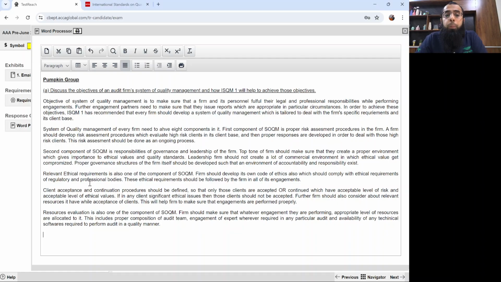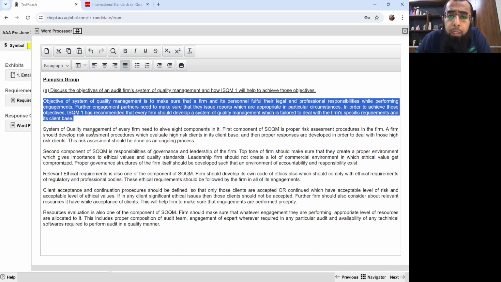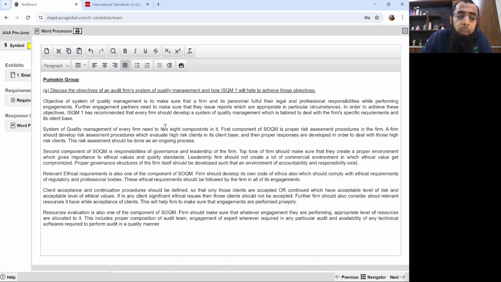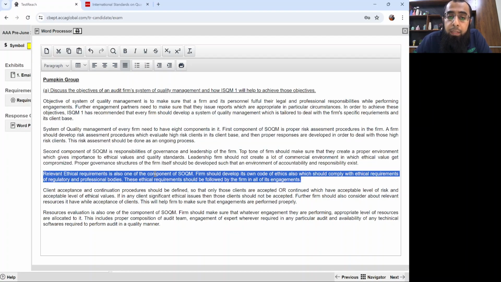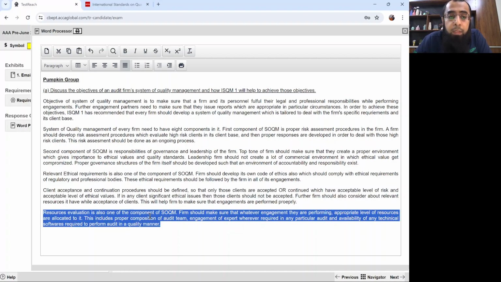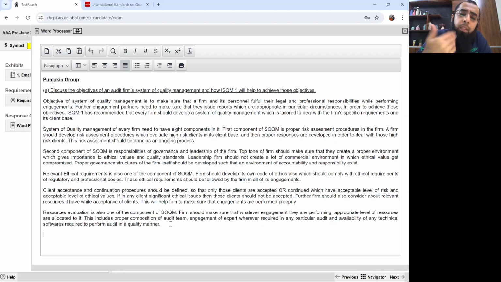Okay. So the objectives, then 8 components of SOQM. We are discussing each of that: risk assessment, governance, ethics, client acceptance, resources. Okay, so 6 marks are done. We have to gain 2 more marks, but from the perspective of SOQM, we have 3 more points still left. Now, once done with the resources, what is the next point of SOQM? Risk assessment, governance and leadership, ethics, client acceptance, looking at the resources.